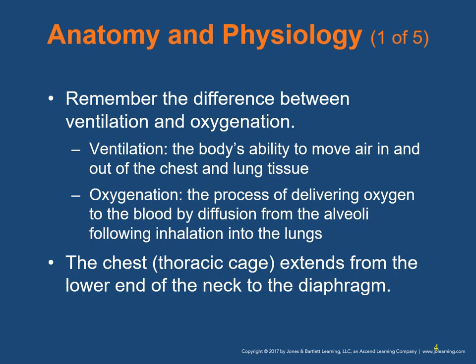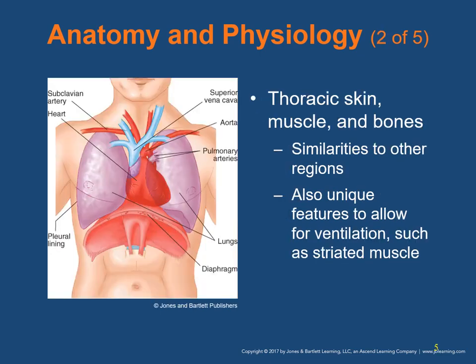The thoracic cage extends from the lower end of the neck to the diaphragm. A penetrating injury to the chest may also penetrate the lung and diaphragm and injure the liver or stomach. Thoracic skin, muscle, and bones are similar to skin, muscle, and bones in other regions of the body. Unique features such as the striated or skeletal muscle allow for ventilation.